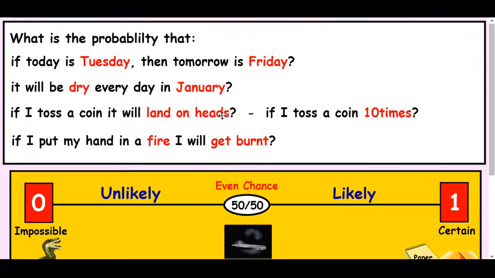Okay, a wee couple of things here then. What's the probability that if today is Tuesday then tomorrow is Friday? Well, that's impossible, isn't it? That's not going to happen. It will be dry every day in January. Well, it's kind of unlikely, isn't it, to be dry every day in January?